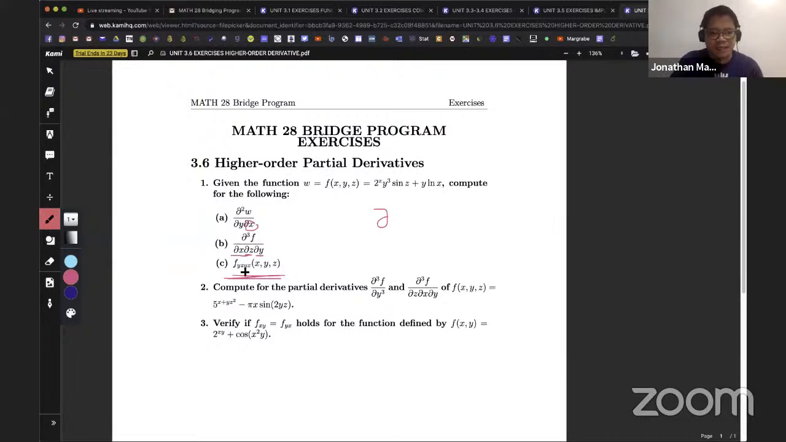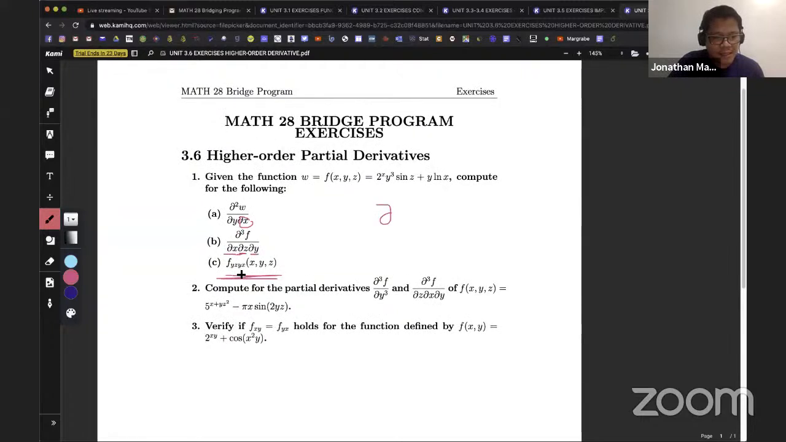Okay. In this notation, F, look at the subscript, Y, Z, Y, X. Ang dami naman ito. Apat. So dun sa letter C, ang kinukuha mo naman ay yung fourth order partial derivative. Pero dito sa fourth order partial derivative, iba naman yung ordering nito. Ang ordering naman nito ay from left to right. Okay? Again, yung order naman nito ay from left to right.